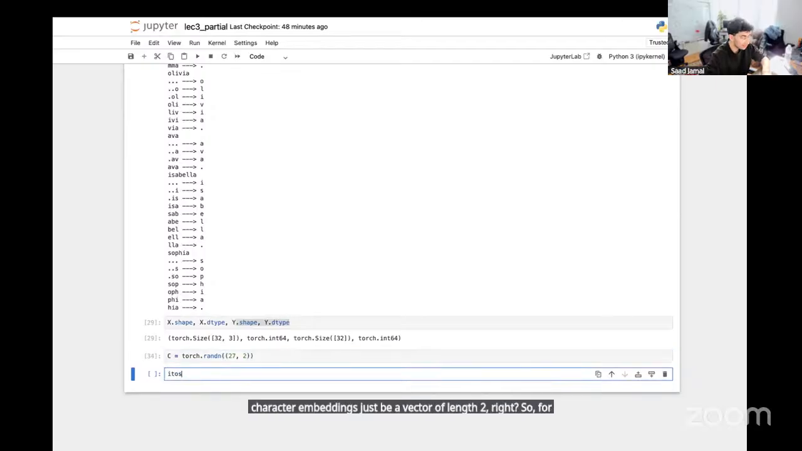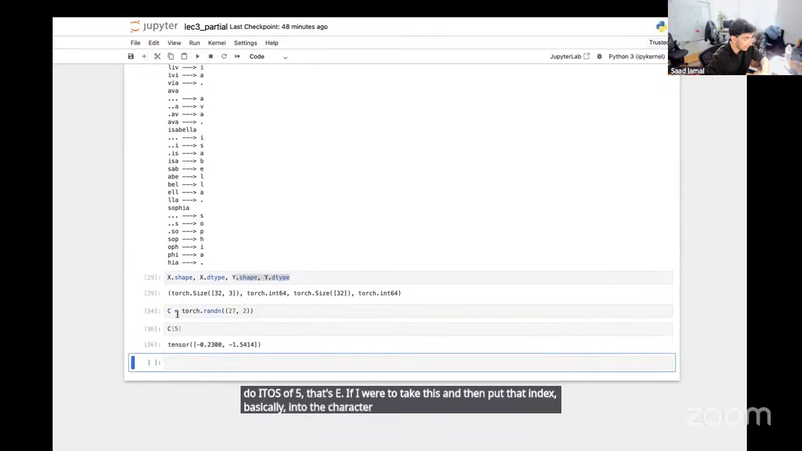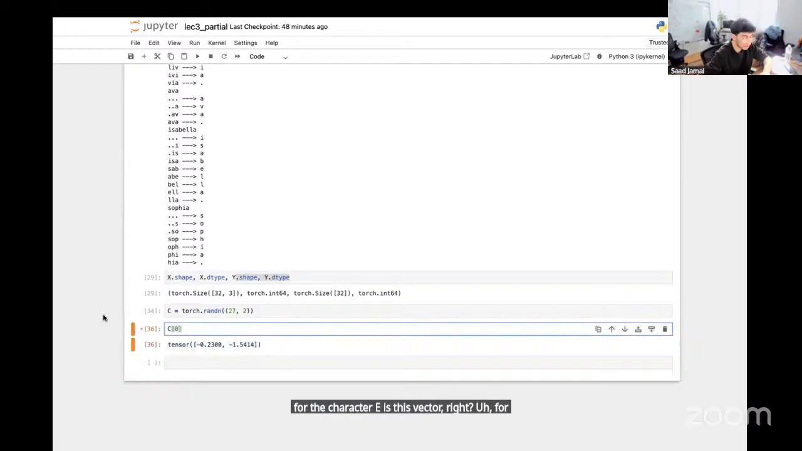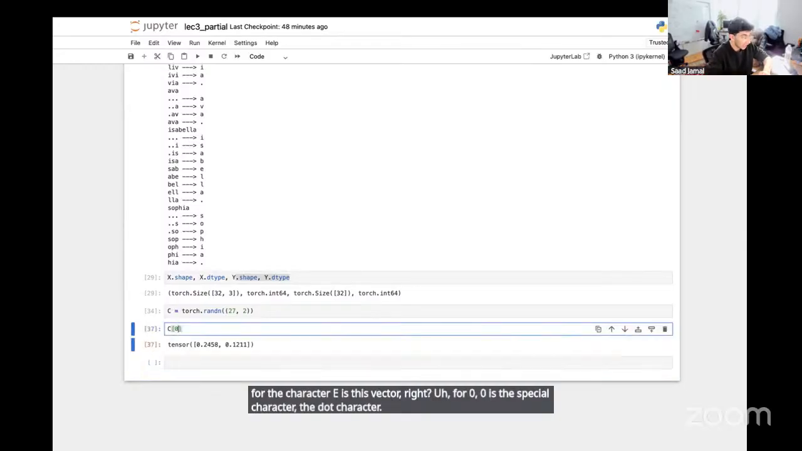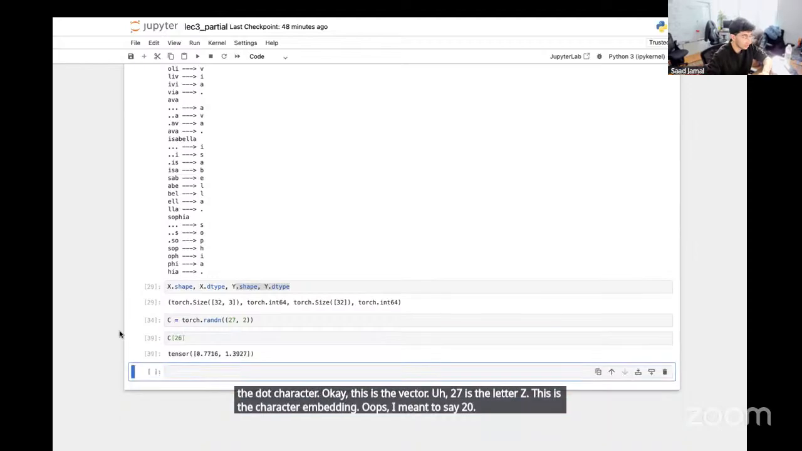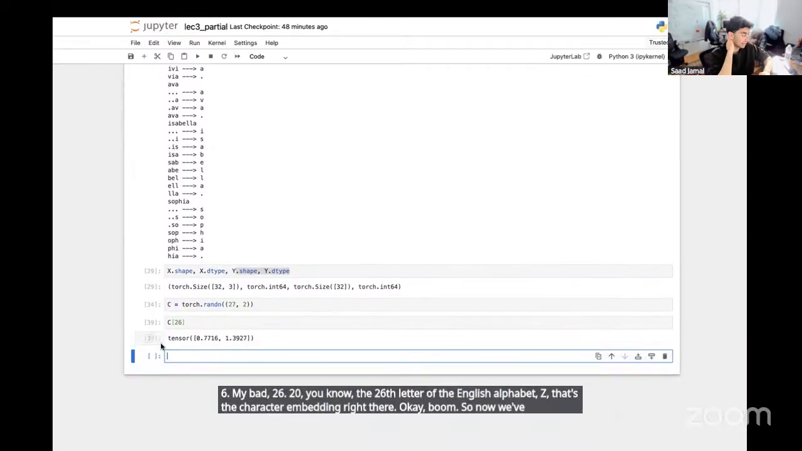So for example, if I do ITOS of 5, that's E. If I take that index and put it into the character embedding, you'll see that the character embedding for the character E is this vector. For zero, the special character, the dot character, this is the vector. 26 is the letter Z. Oops, I meant to say 26, my bad. The 26th letter of the English alphabet, Z, that's the character embedding right there. Okay, boom. So now we've generated our character embeddings. I want to just do something really quickly and let you guys know an interesting optimization.